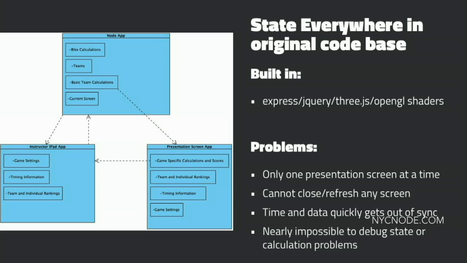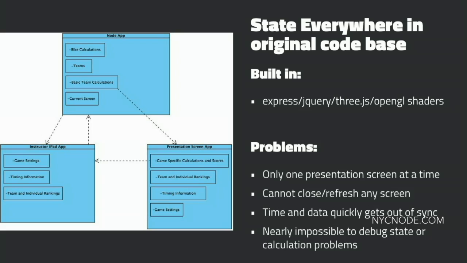So for example, in the Node app, it would do certain bike calculations, and then it would do certain team-based calculations. It would send that to the presentation screen. The presentation screen would then do game-specific calculations. It would store that as state on the presentation screen, and then send that back into the Node app and back out into the instructor console. So a lot of the game calculations were done in the presentation screen, and they would reach the iPad app at a delayed rate. So essentially, there are multiple problems there.